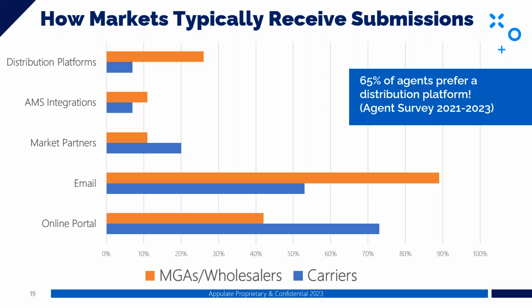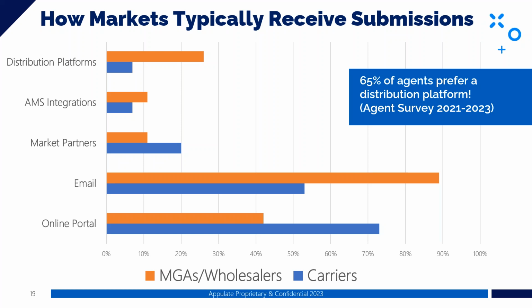They could select all their options, by the way, on here, and this just kind of reflects how many of those carriers selected these options. It looks like carriers are using their online portals a lot more than MGAs and wholesalers. However, MGAs and wholesalers have taken advantage of these distribution platforms and other outside integrations, like with agency management systems, a lot more than carriers have.